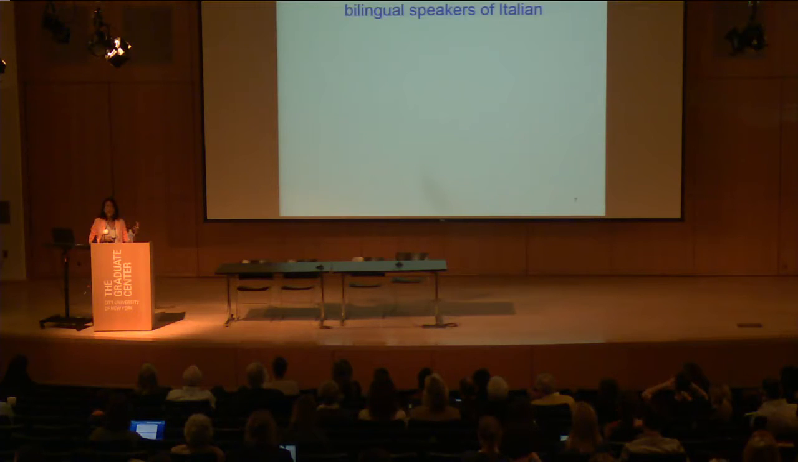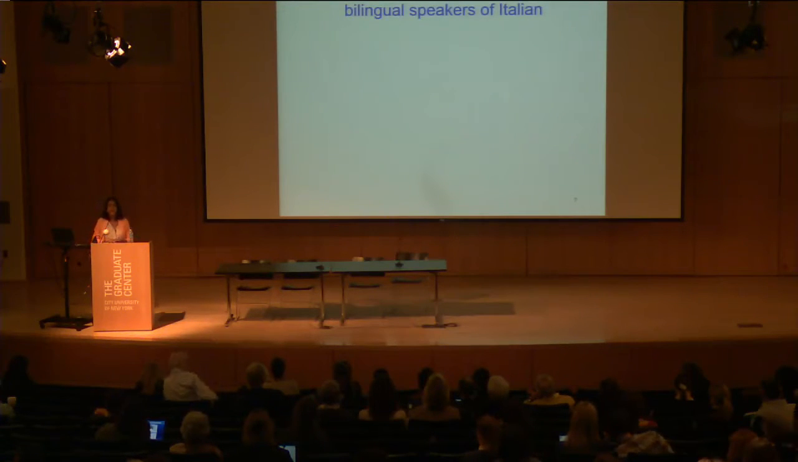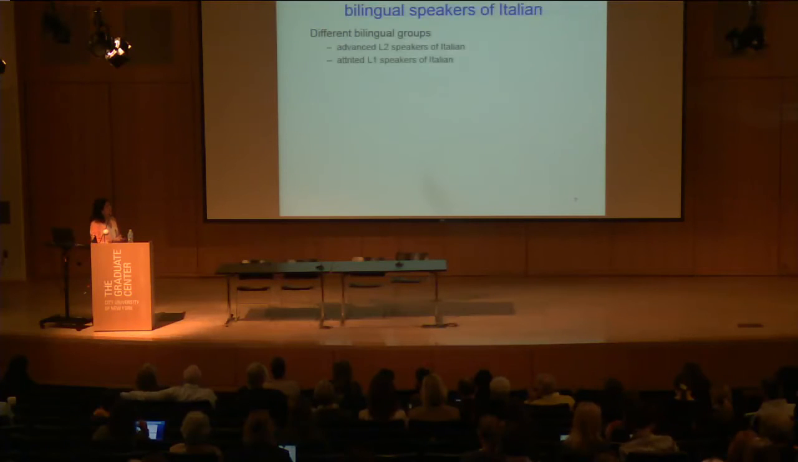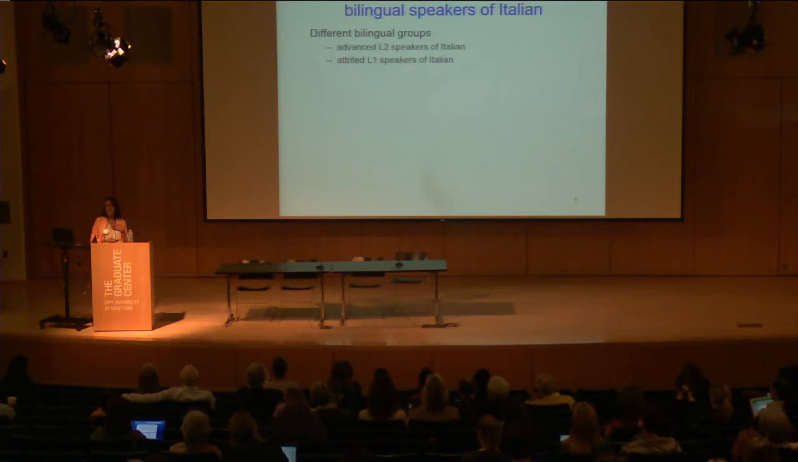I'm distinguishing between early bilinguals, people who were exposed to two languages from childhood, not necessarily from birth, and adult bilinguals, people who grew up with one language and then acquired another one and reached a certain level of proficiency. Those are late bilinguals. If you look at late bilingual speakers of Italian, whether they are advanced non-native speakers of Italian, English speakers for example, or native speakers of Italian in a situation of attrition. That would be me, for example, after so many years away from my original community.